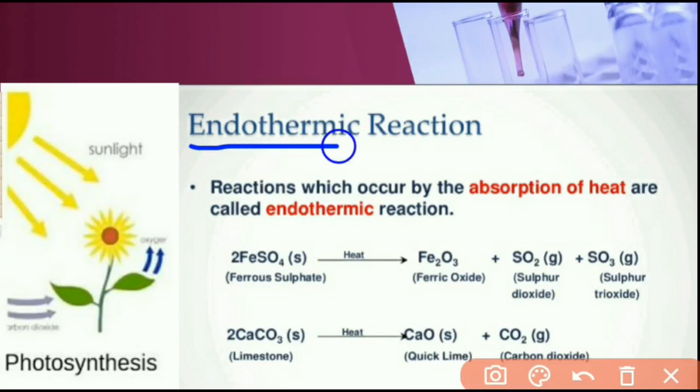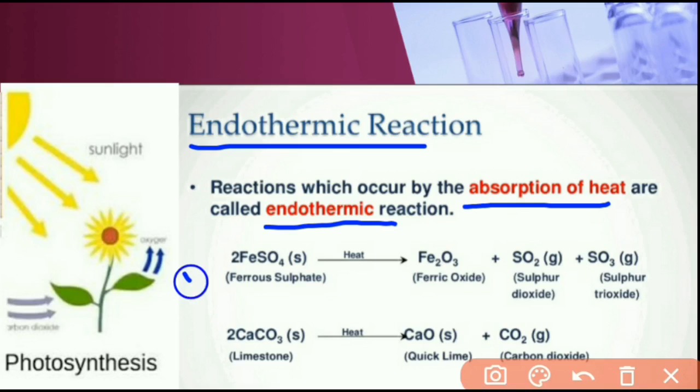Next, endothermic reaction. The reactions which occur by absorption of heat are called endothermic reactions. For example, ferrous sulfate. When ferrous sulfate absorbs heat energy, it breaks down into ferric oxide, sulfur dioxide and sulfur trioxide. So it is a type of decomposition reaction.